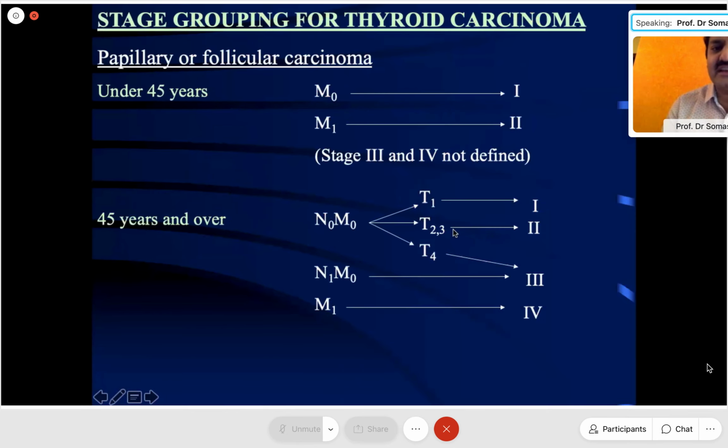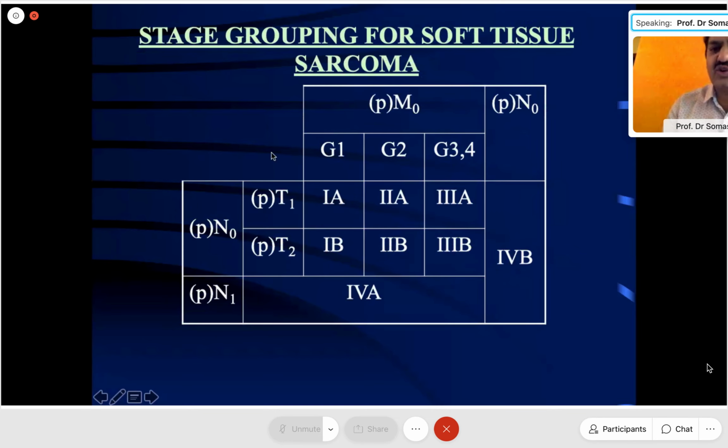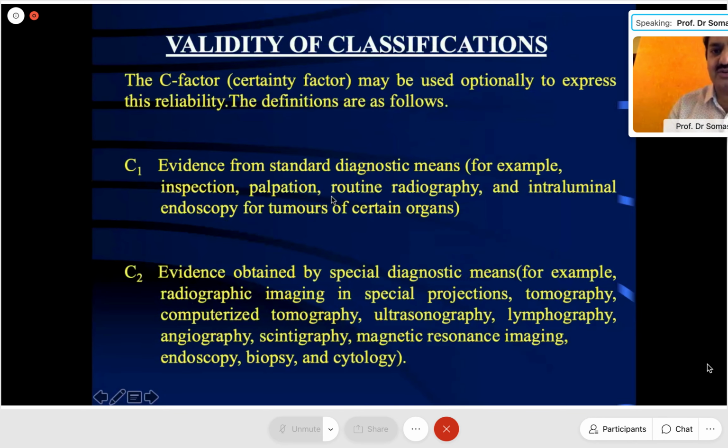Age is a criterion in thyroid, as I told you, less than 45. Even if there is lung or bone metastasis, it is only stage 2, but above 45 years it is different. For sarcoma, you have GTNM staging, which I told you.